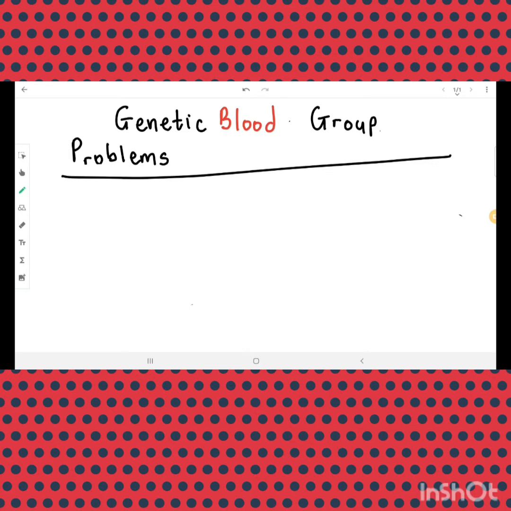Before we dive in, a brief recap of the possible blood groups. We have 4 possible blood groups: blood group A, blood group B, blood group O, and AB.